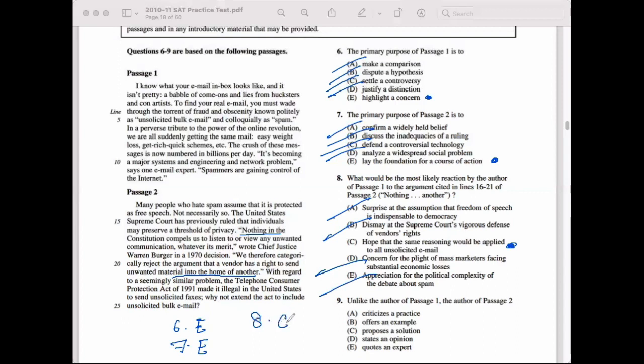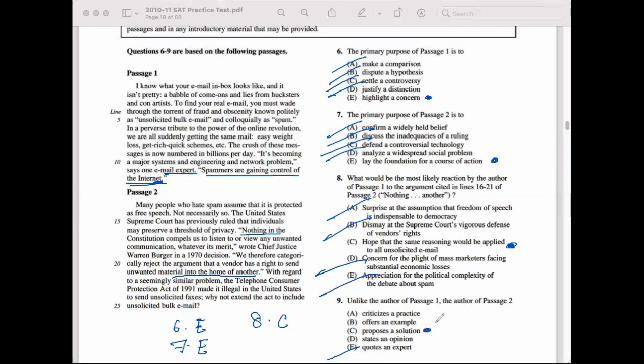Unlike the author of passage 1, the author of passage 2 criticizes a practice, offers an example, proposes a solution, states an opinion, quotes an expert. So let's see. We know that both of them talk about experts, right? There is an expert in the first one also. So E is definitely not true. We also know that the second guy does propose a solution. That is one of the first things that you notice. While the first guy presents the problem, right? So I like C.